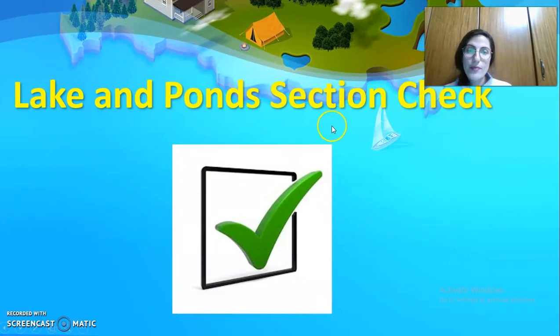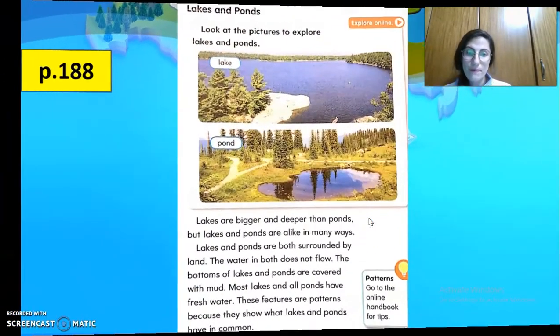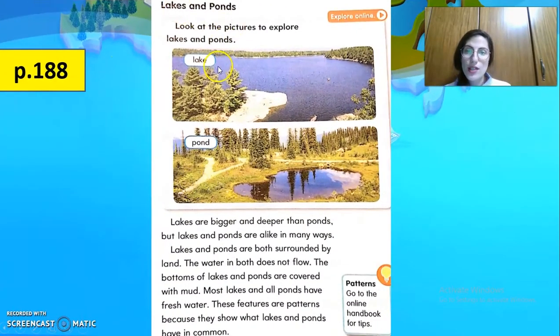So it's the lake and pond section check. Are you guys ready? We open to page 188. Look at the pictures to explore lakes and ponds. So this is a lake and this is a pond. Let's remember together, how are they different? Lakes are bigger and deeper than ponds. Again, lakes are bigger and deeper than ponds, and you can see it clearly.